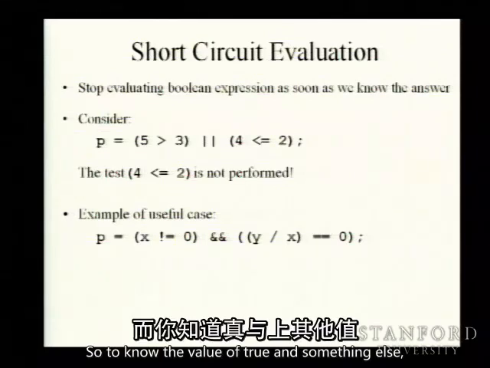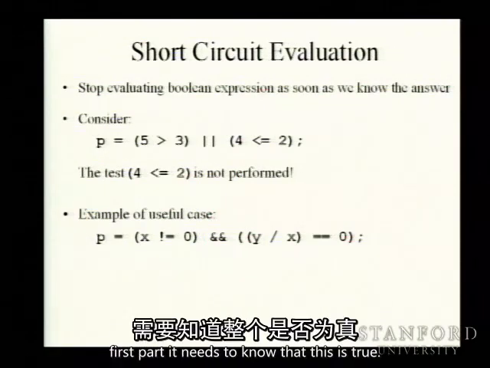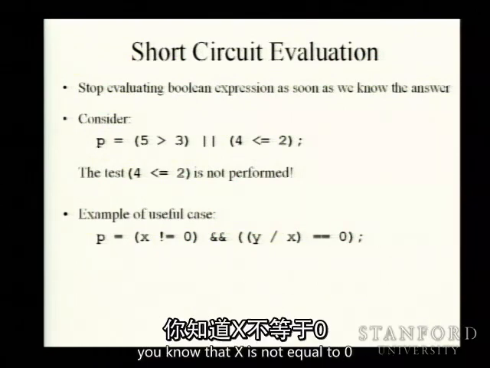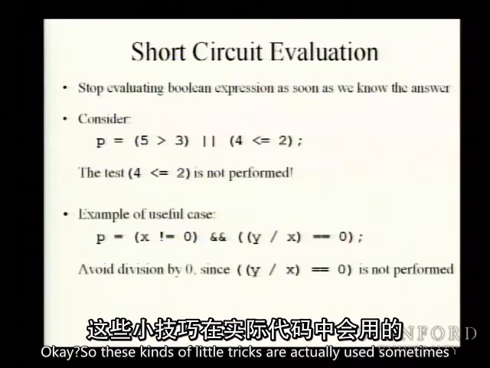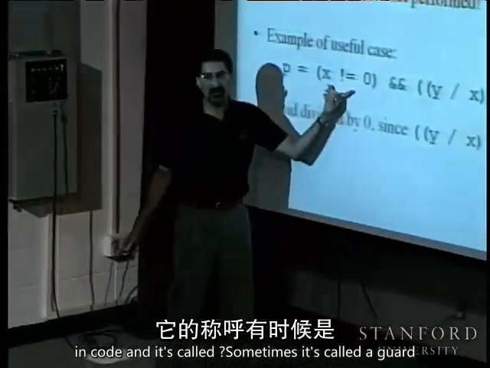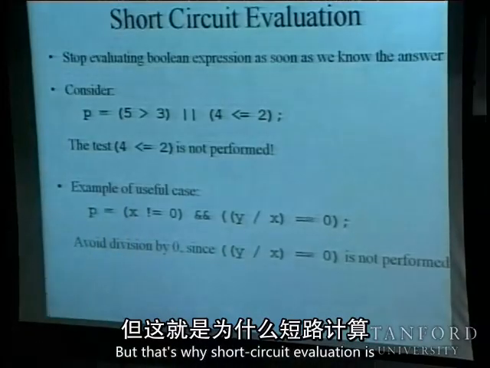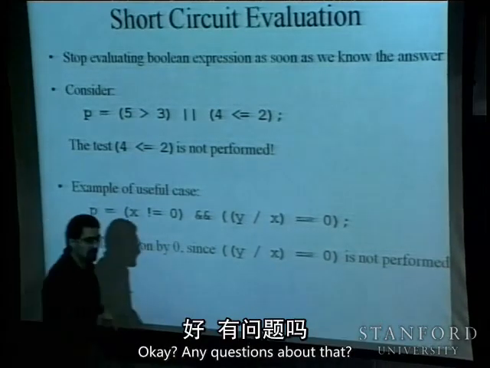So to know the value of true and something else, it needs to actually come over here and evaluate the second part. Because it got a true for the first part, it needs to know that this is true. But if it evaluated the first part and got past it, you know that x is not equal to 0, so you won't divide by 0. Okay? So these kind of little tricks are actually used sometimes in code, and sometimes it's called a guard to prevent this from happening. That's why short circuit evaluation is something you should actually know about, because you can use it for useful things. Okay? So any questions about that?